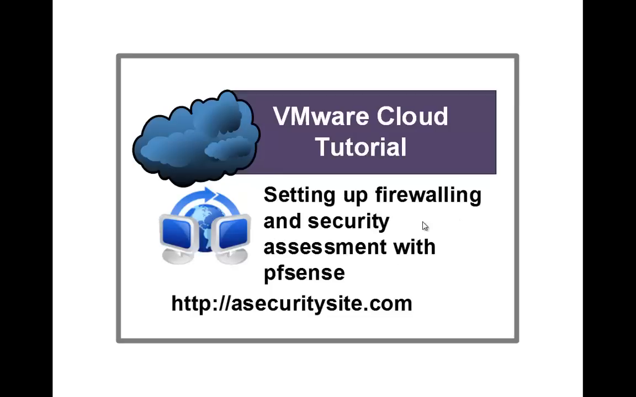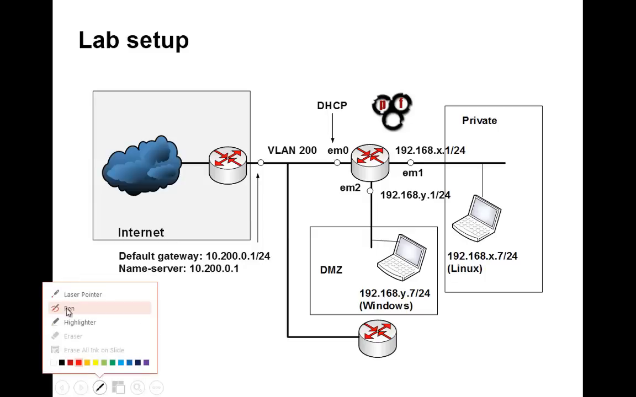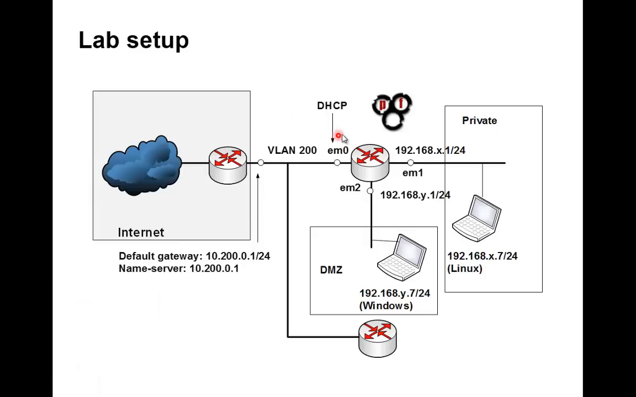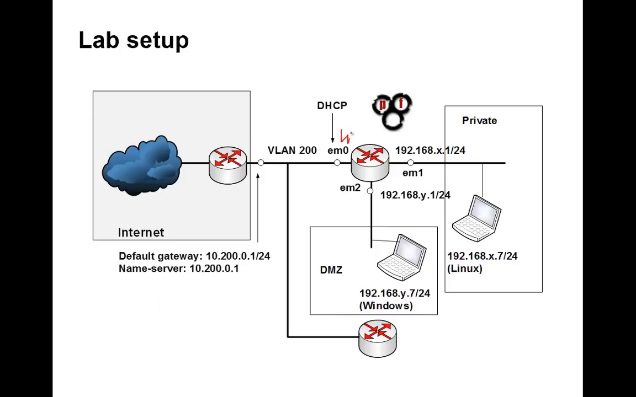So let's have a look at setting up firewalling and security using the pfSense firewall. Okay, so this is the setup that we're going to go with. This is the firewall we're setting up. So there's three main ports: the WAN port, the LAN port, and then opt.